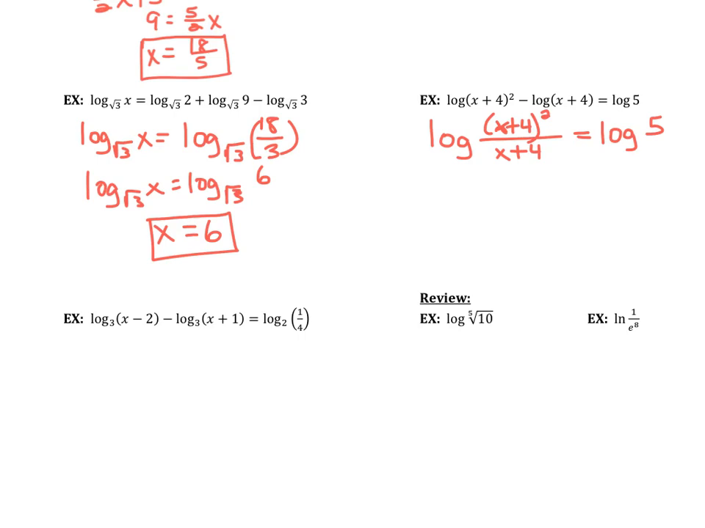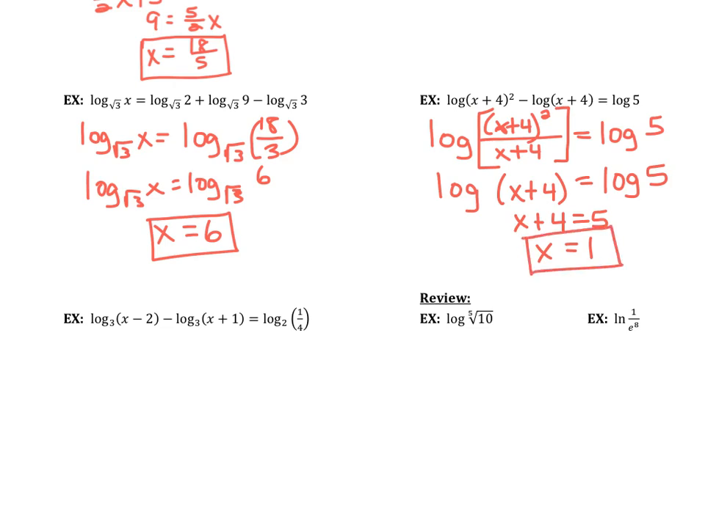Now one thing I just noticed before I set those arguments equal to each other, maybe I want to simplify the left-hand side just a little bit more. This entire argument right here, we could simplify a little bit more because x plus 4 squared divided by x plus 4 is going to simply be x plus 4. So let's simplify that a little bit more. And then I can take those arguments, set them equal to each other for the reasons that I just stated. And when we solve this now, we will get that x is equal to 1. So sometimes after you set the arguments equal to each other, you may have a little bit more solving to do before you get your final answer.